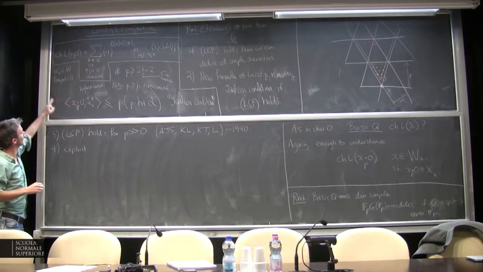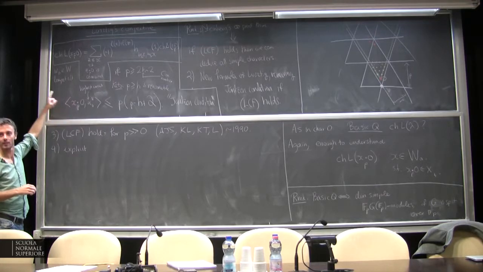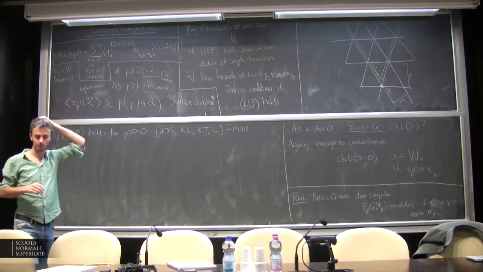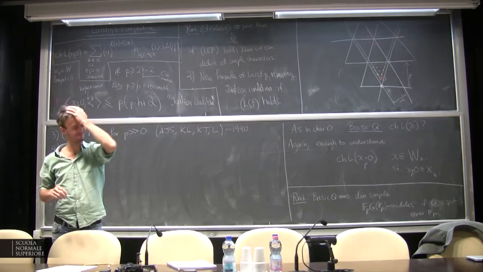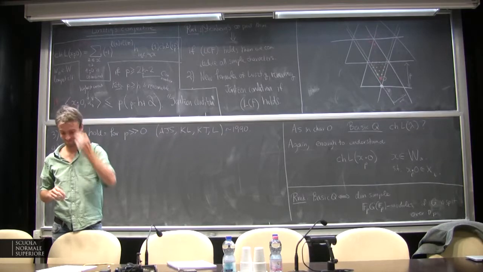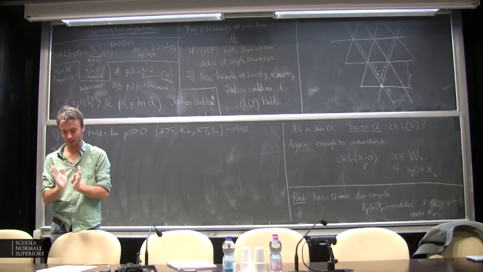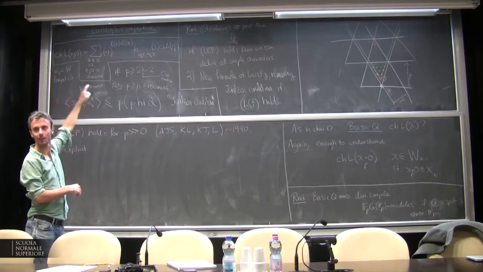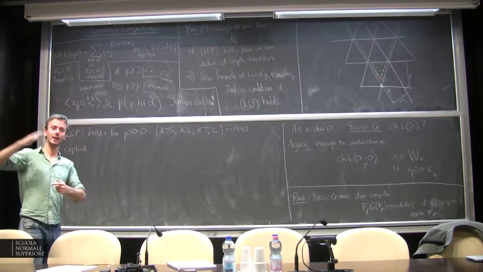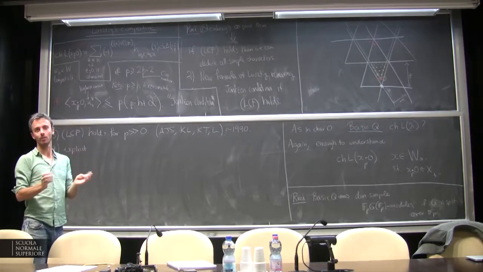For all x satisfying this condition. Is this condition sufficient for large p, right? No, x is infinite, it's affine. So there's a set of the affine Weyl group that is independent of p, which describes the characters that you want. And at some point, as p gets very large, the character formula holds.